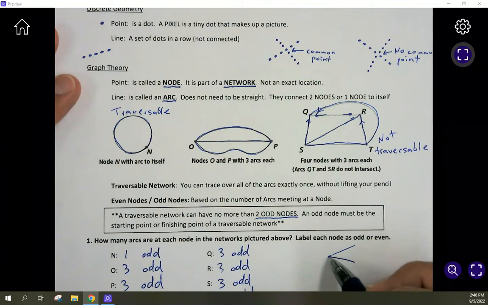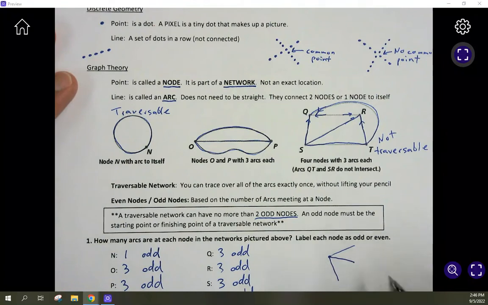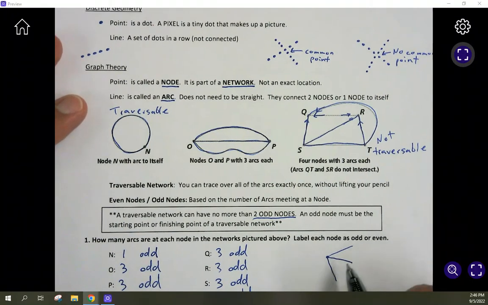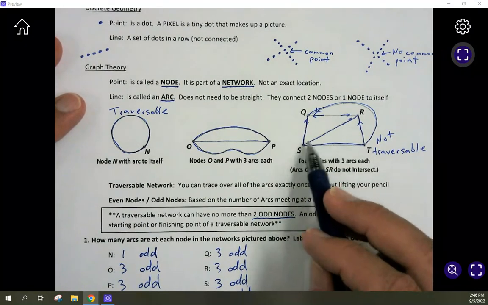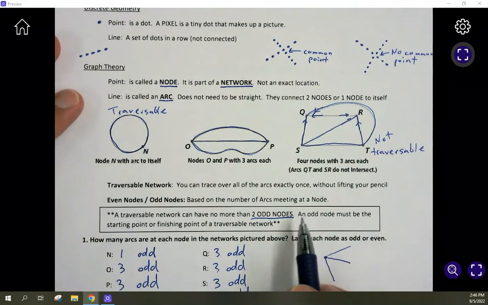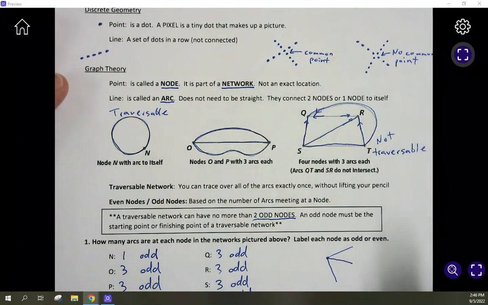Or if you started with this, you go out, you go all over the network, and you come back, and then it can go out somewhere else. So it could be the starting point, and I could find my way around and go through it again. Or it could be the end point. I went out, and then it comes back there. So we need to focus on how many odd nodes there are here. If there's more than 2, it's a clue to us that this is not traversable.